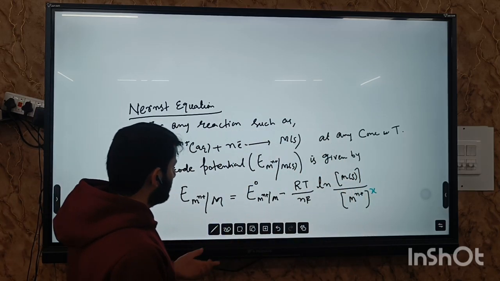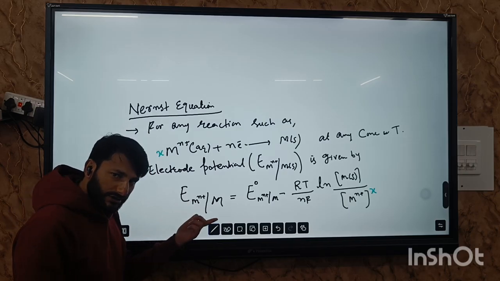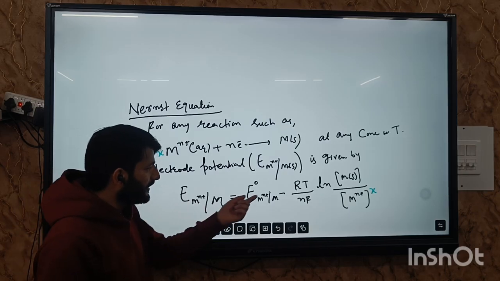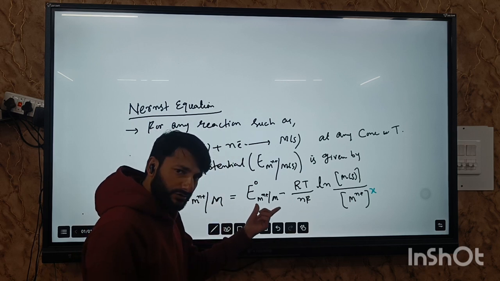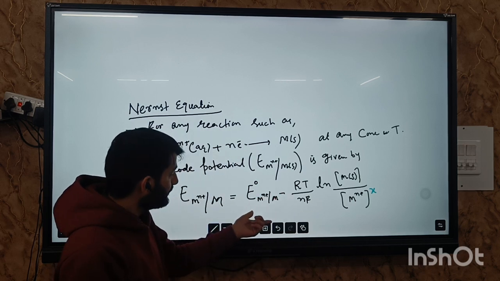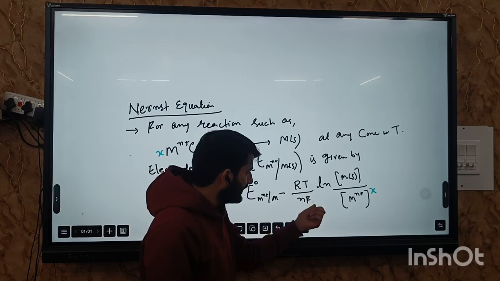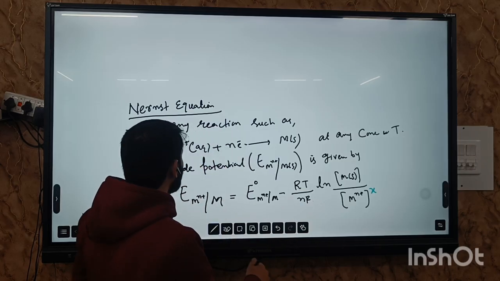So what does this Nernst equation say? The electrode potential in any condition of temperature and concentration is given by the standard electrode potential, which we talked about earlier, minus RT by NF. What is R? R is the universal gas constant.